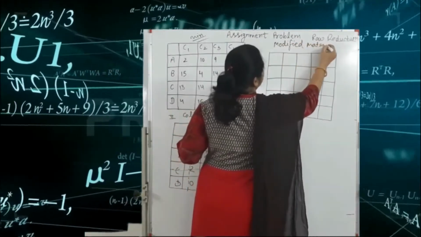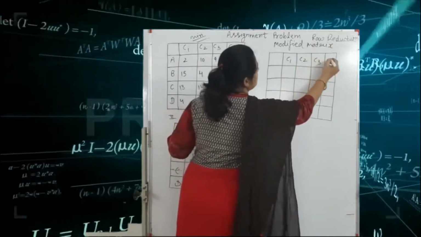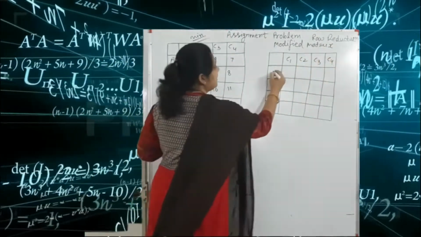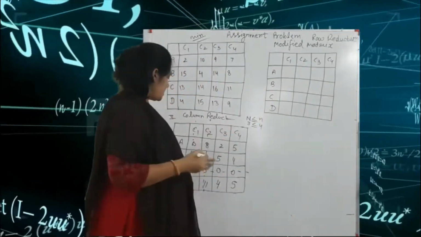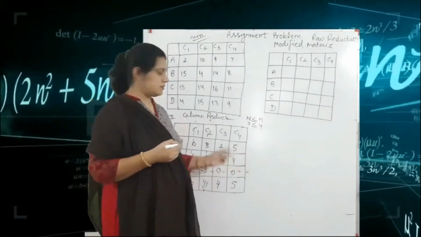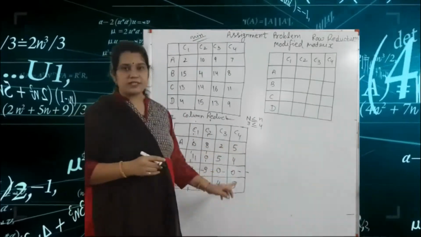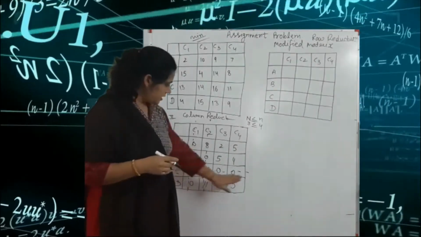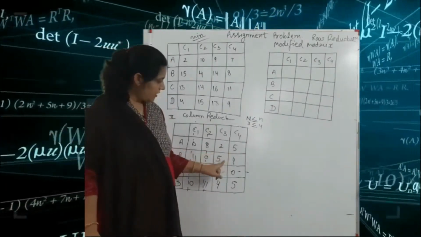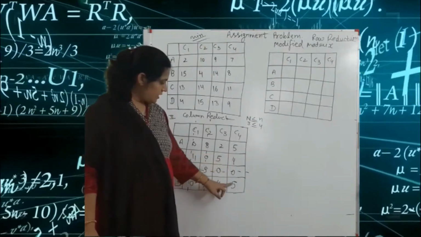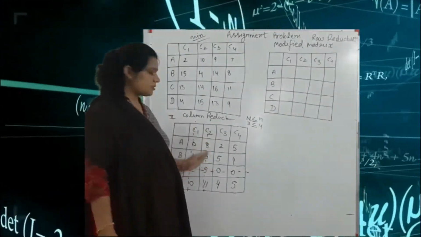The process is, here we write C1, C2, C3, C4, and here we write A, B, C and D. So see here the previous matrix. Here these are the non-occupied cells and all the others are occupied cells. Non-occupied cells, that means what? 2, 5, 5, 4, 4 and 5, and the remaining cells are occupied cells because here we drew the horizontal and vertical lines.